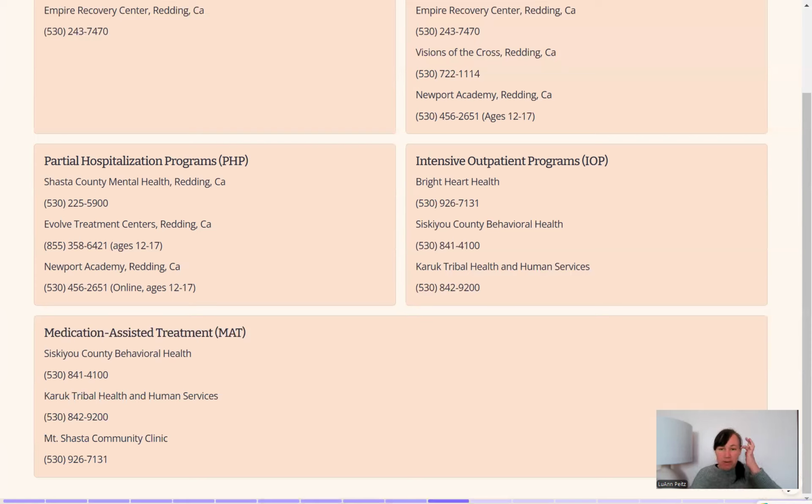Intensive outpatient programs. So Bright Heart, which is part of Shasta County Mental Health. Sorry, I think it's actually Siskiyou County Behavioral Health. They offer an outpatient program. Siskiyou County Behavioral Health does. And the Karuk Tribal Health and Human Services also offers intensive outpatient. And then if you're looking for medication-assisted treatment, Siskiyou County Behavioral Health, Karuk Tribal Health and Human Services, and Mount Shasta Community Clinic. Mount Shasta Community Clinic is the one that has the Bright Heart Health.